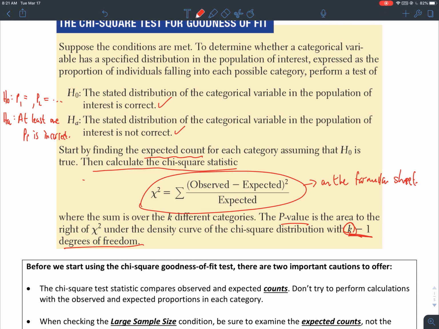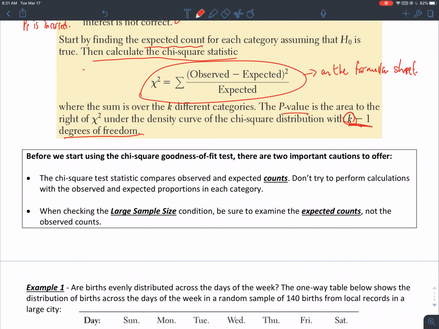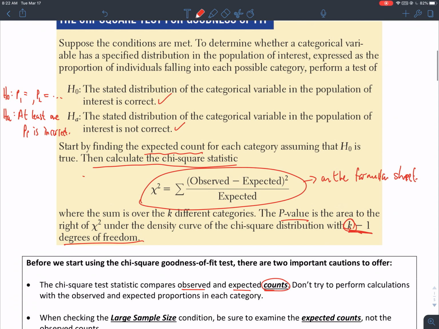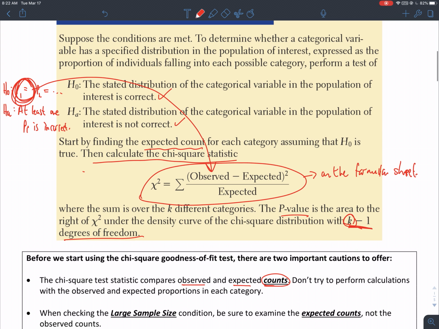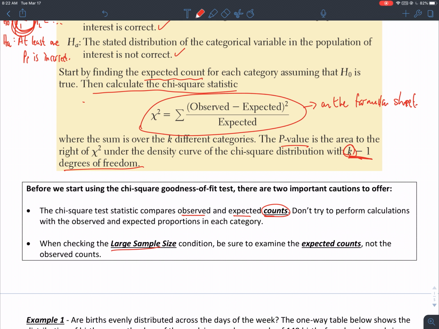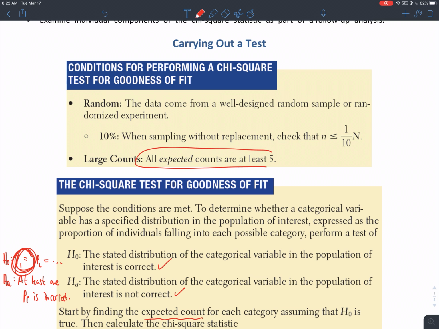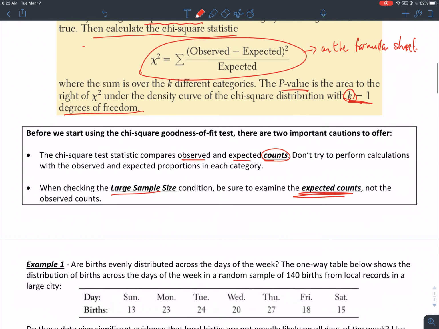All right. So, just remember, chi-square statistic compares observed and expected counts. Don't work with proportions. So don't write down proportions. Don't put proportions in your formula. It's not proportions, it's counts, okay? So that would be wrong. And then the other one is, when checking this, also we're talking about expected counts. So when checking this condition, we're talking about expected counts, not what I observed. Okay? All right, so there's that.